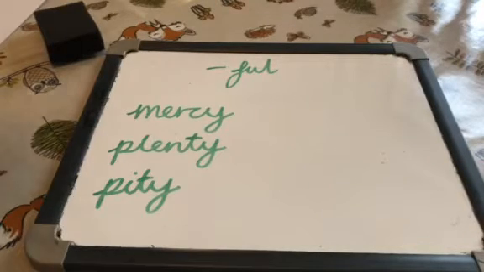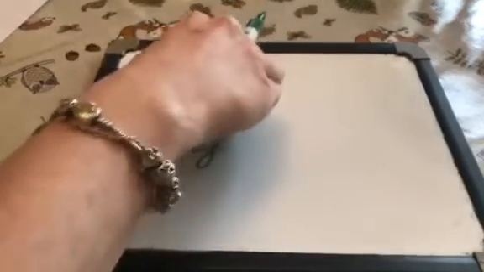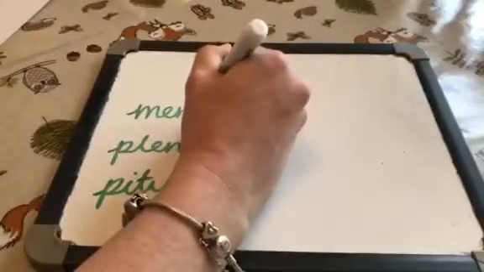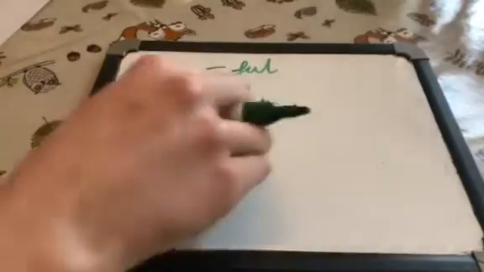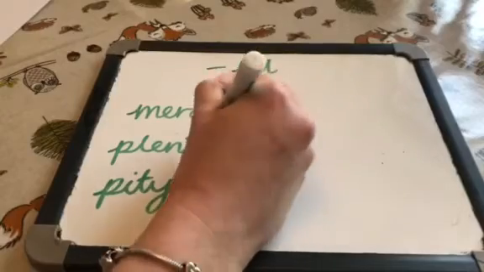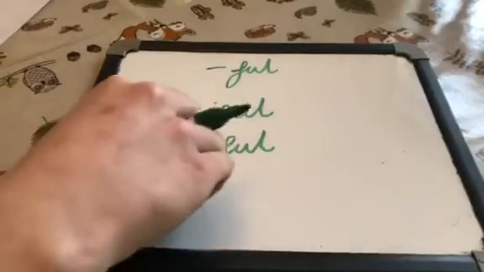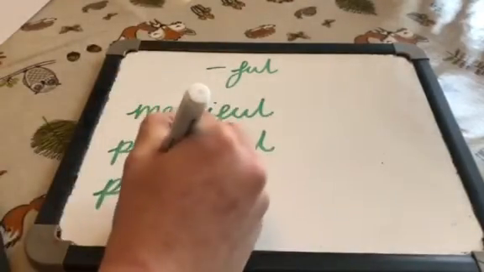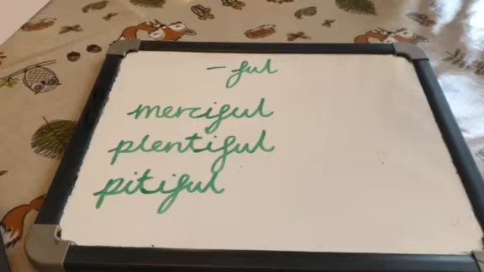Okay, so hopefully you've had a chance to have a go at those. So mercy to merciful, you change the Y to an I and then you add your full. Plenty to plentiful, change the Y to an I and then you add your full. Pity to pitiful, change the Y to an I and then you add your full. Okay, I wonder if you know what any of those words mean.